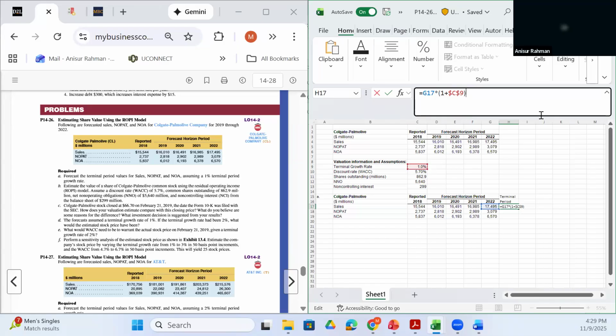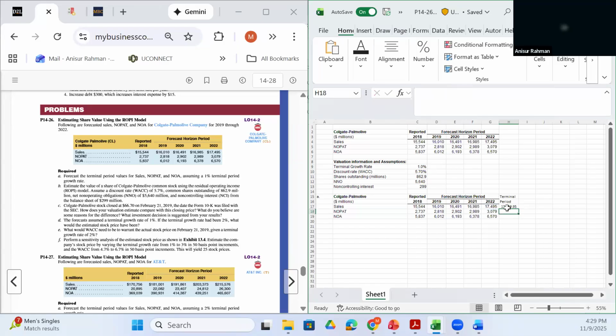And close. I will pull across. So that's all we need to do for part A. You can also double click to make sure the correct cells are selected.